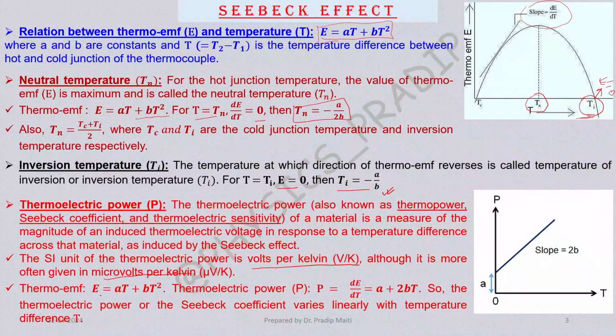If the thermo EMF is given by E equals AT plus BT square, then thermoelectric power P will be dE by dT, and the expression of thermoelectric power becomes P equals A plus 2BT. So the thermoelectric or Seebeck coefficient varies linearly with temperature, and if we plot the thermoelectric power P with the temperature T, then the graph will be like this and the slope of the curve will be 2B.